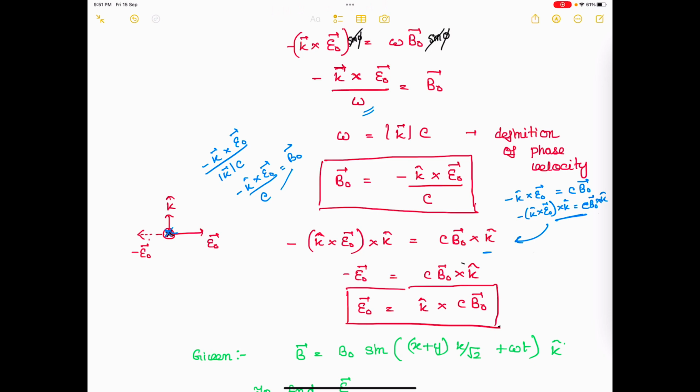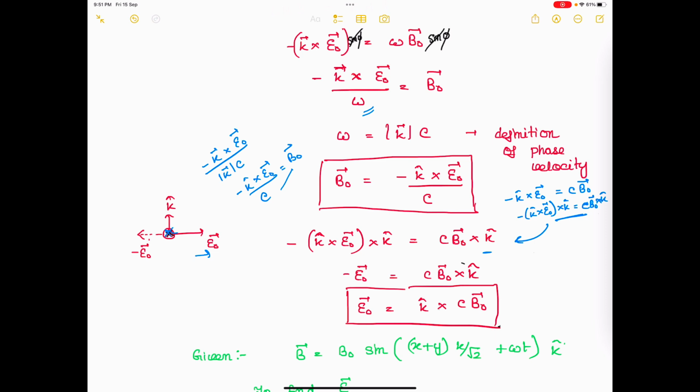Now what will happen? So this is the direction. Now cross K cap. So that cross K cap becomes again pointing out towards this E naught vector. But since there is a minus sign, it will be in the minus E naught cap direction. Therefore this will be minus E naught and this will be C B naught cross K cap.